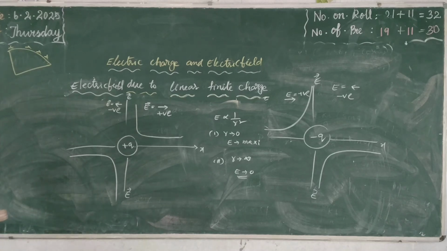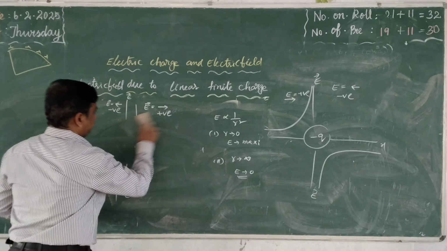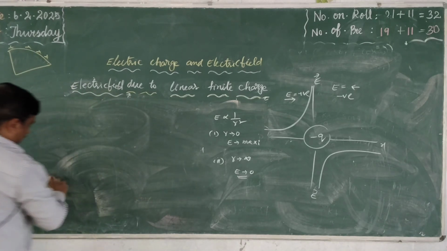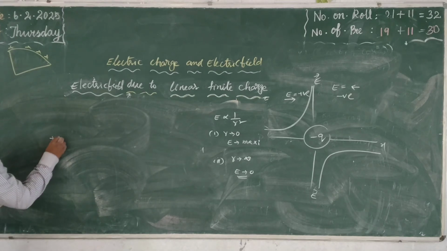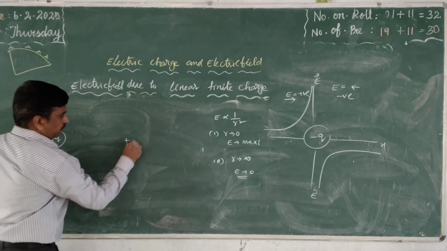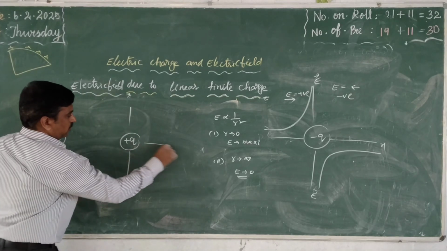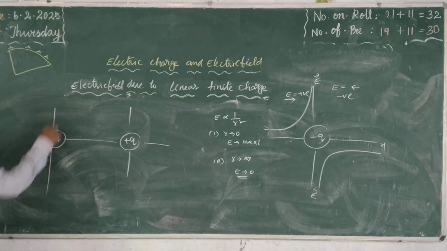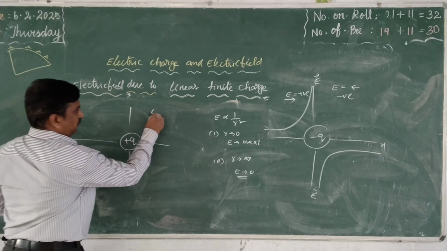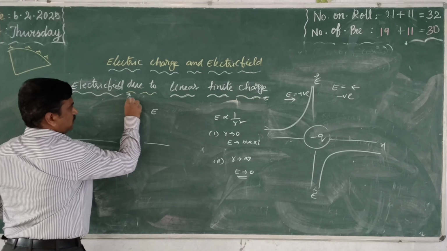Now we can take plus and plus charges. Plus Q here, and one more plus Q here. Due to this, what electric field can we write? For this plus Q, the electric field, with the y axis as electric field.